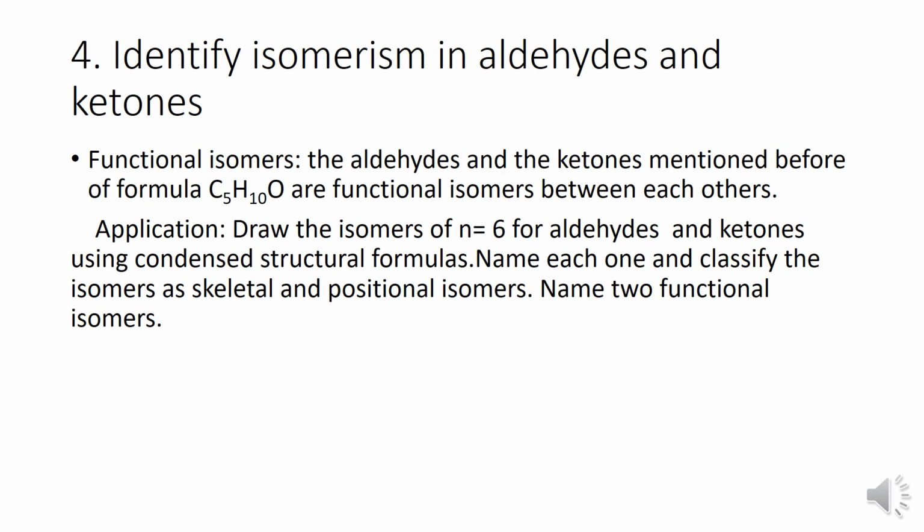Now, to be sure that you understand the lesson well, I hope you will write this application. The application is to draw the isomers of N equals 6 for aldehydes and ketones using condensed structural formulas. Name each one and classify the isomers as skeletal and positional isomers. Name also 2 functional isomers.